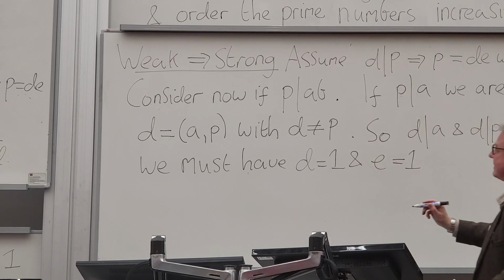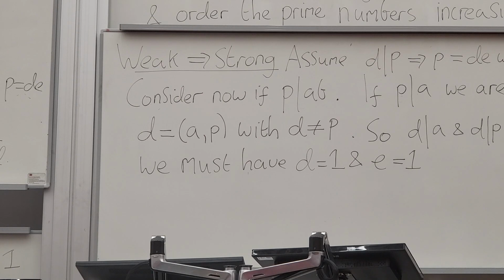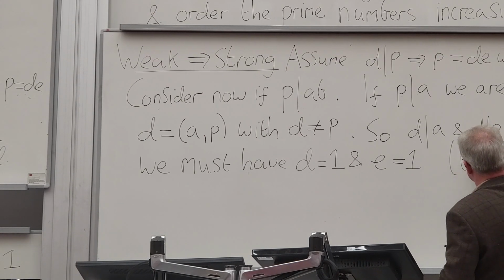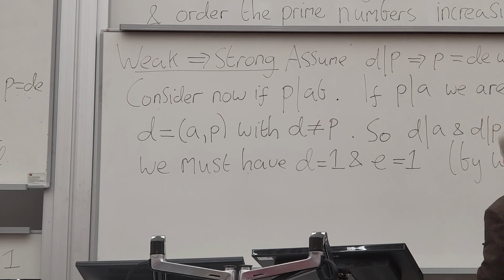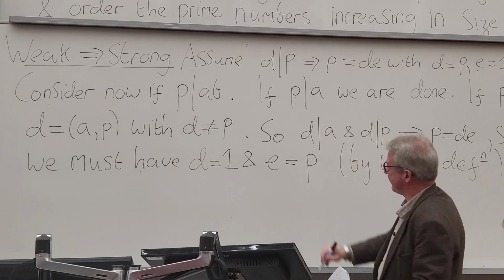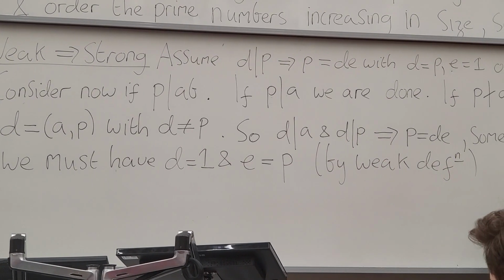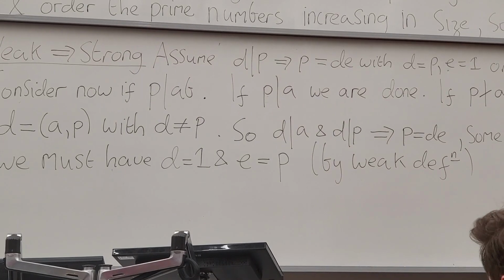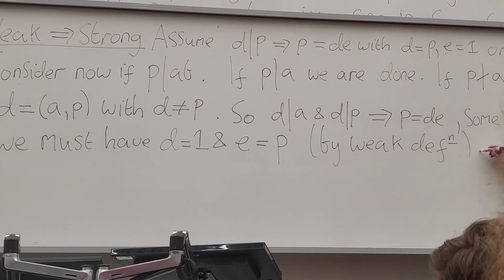Okay, have I stated by the weak definition recently? I haven't, so I'll put that down again. Did you mean to write D equals 1? No, I didn't. Thank you very much. E is P. And it's the one that's important because we can use Euclid's algorithm.